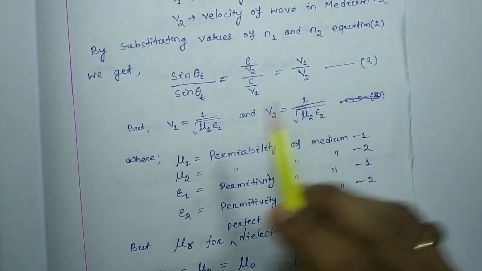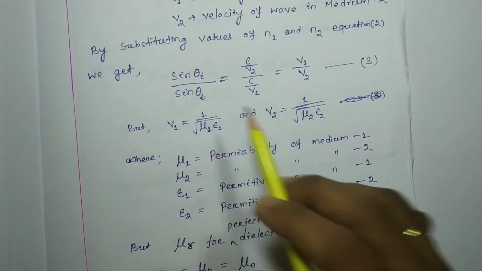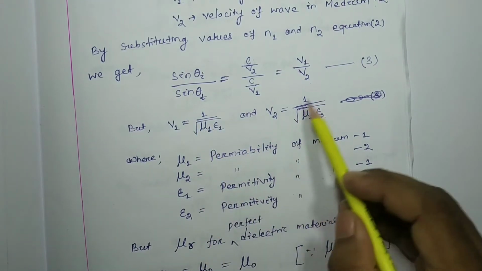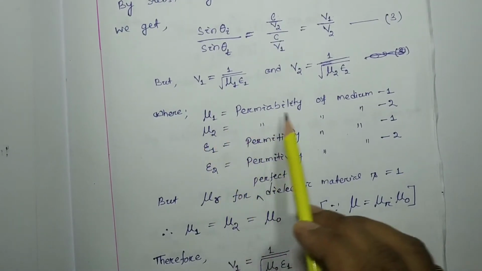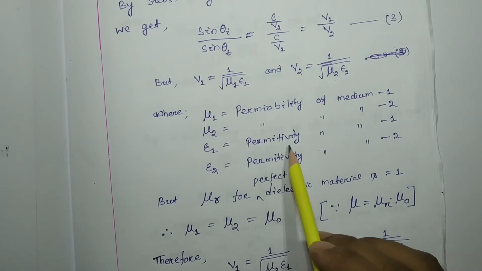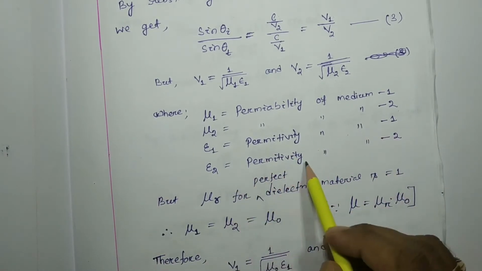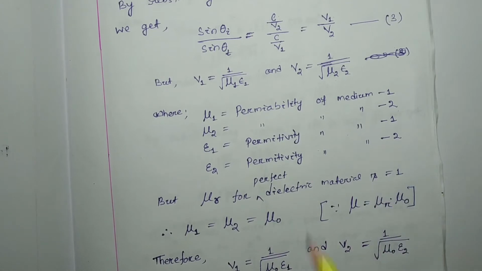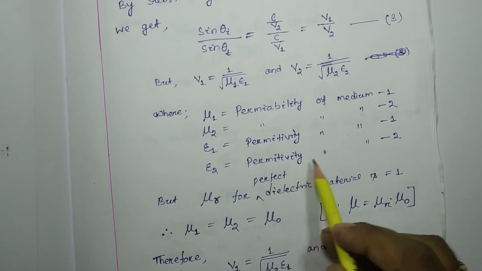Hence V1 can be written as 1 by root over mu1 epsilon1, and V2 equal to 1 by root over mu2 epsilon2, where mu1 is the permeability of medium 1, mu2 is the permeability of medium 2, epsilon1 is the permittivity of medium 1, and epsilon2 is the permittivity of medium 2.